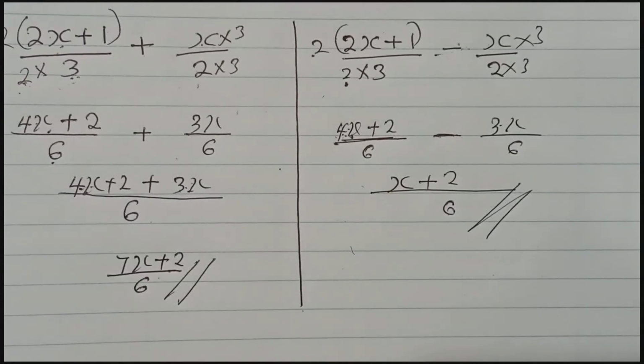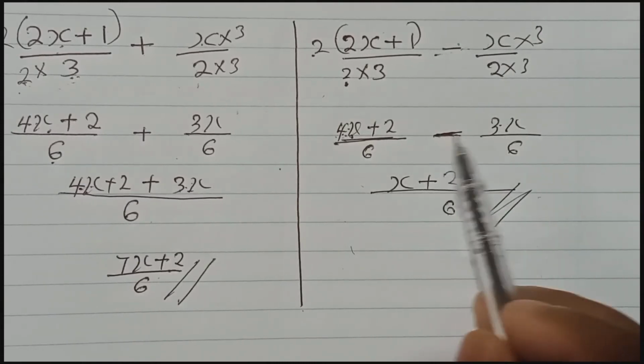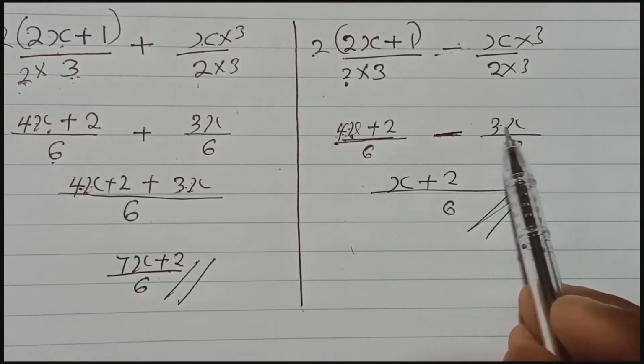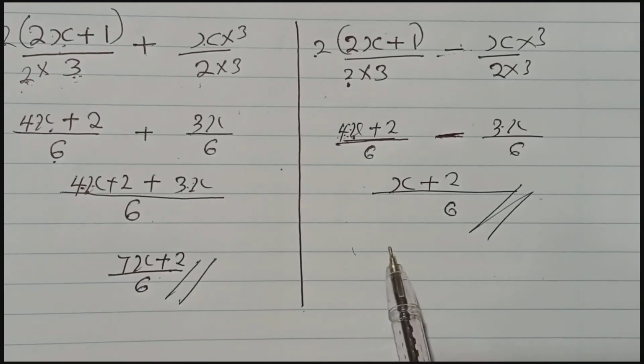How to start to simplify? Make the same denominator like that, right? Then check very carefully: if we have a minus sign, then multiply the numerator of the second fraction by minus. You can check my video.